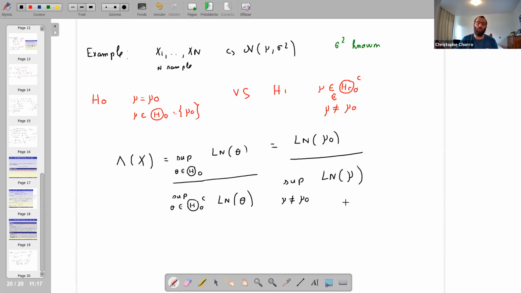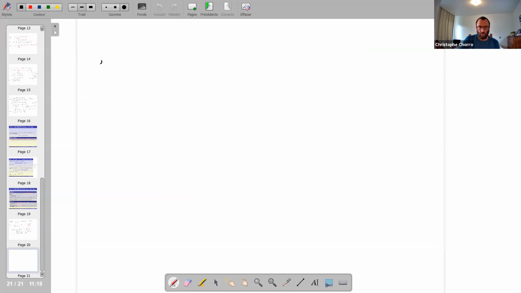With respect to what I have done previously, the only thing I have to do here is compute this denominator, because in the previous case with simple hypotheses, I had ln of mu 1 in the denominator. But I have already done this job. So let's do it again: I am interested in the supremum for mu different from a particular value mu 0 of the likelihood in the case of a Gaussian distribution.